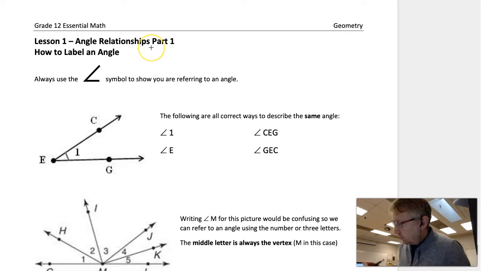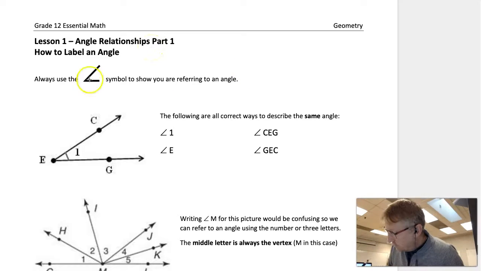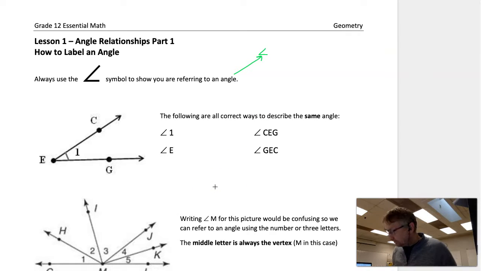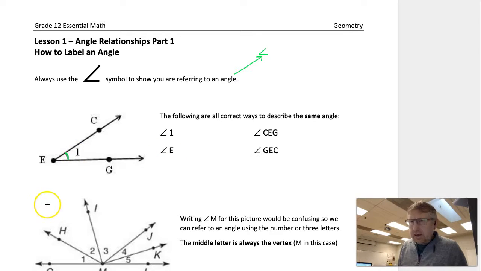Angle relationships, part 1, how to label an angle. So they talk about this angle symbol. It's really just that, and by doing those two little lines, you're saying the word angle. It just is a short form of that. Here we have angle 1, which is the angle swept out over there. If I was going to estimate its size, maybe 30-ish degrees, something like that. So you can call it angle 1. Makes sense. You can call it angle E, although that has a bit of doubt to it.